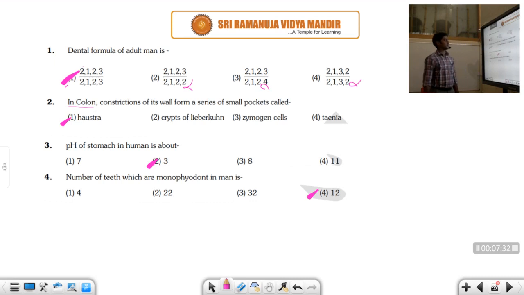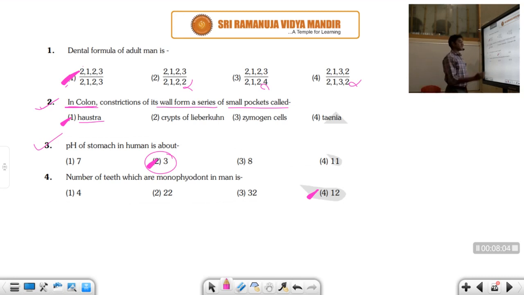Next, in the colon, the construction of its wall into a series of small pockets is called the haustra, right? The colon is a part of the large intestine. There are some constrictions we can observe, called haustra. We will discuss this in the next class, students. Next, the pH of the stomach is always acidic, that is 3 only. This is also something we will discuss in the next class.